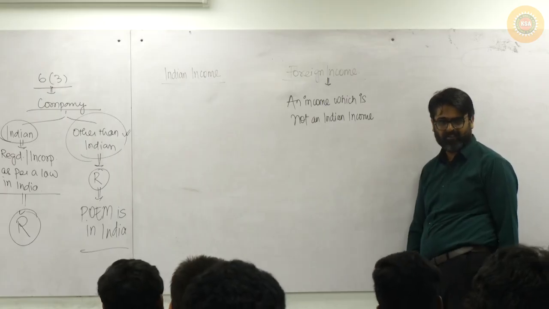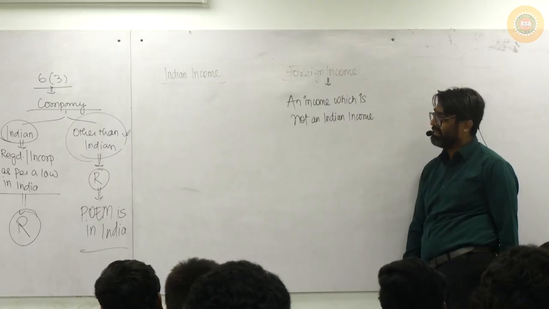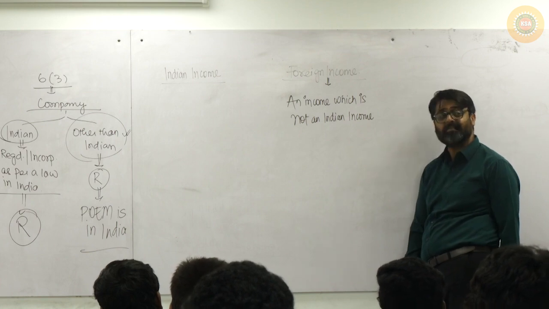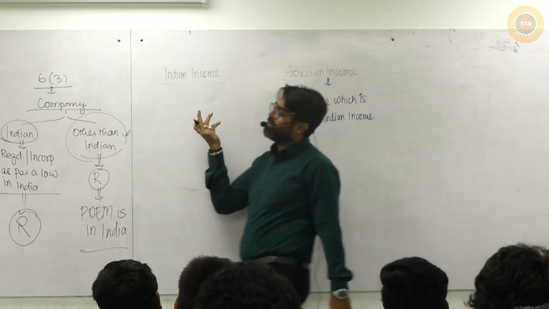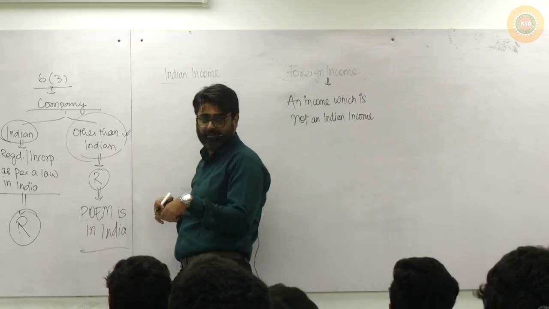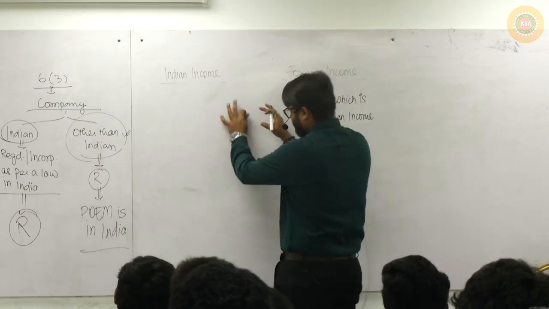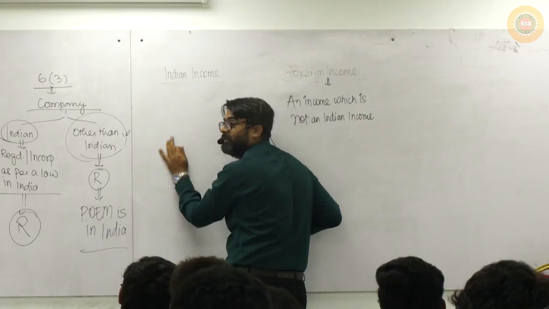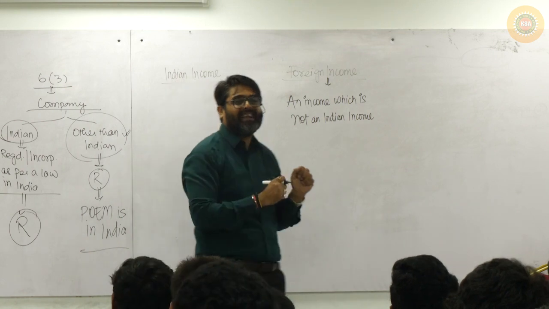Are you kidding me, sir? Foreign income is an income which is, are you kidding me, sir? That way I can write about Indian income also. Indian income is an income which is, don't dare to do that. Because here something is written. If that does not get satisfied, then the income cannot be treated as, only then the income will be treated as. Getting my point?